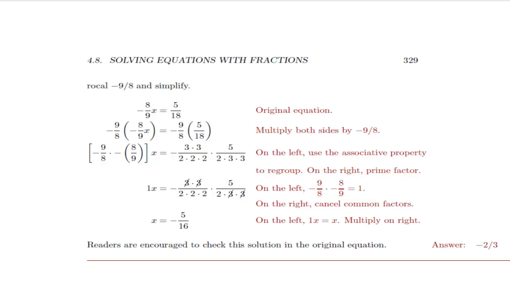And on the right, negative 9/8 times 5/18 factors to negative 3 times 3 over 2 times 2 times 2 times 5 over 2 times 3 times 3. Two of the 3's cancel, and we're left with a 5 in the numerator, and 2 times 2 times 2 times 2, 4 times, in the denominator, which is 16. So on the right, we have negative 5/16, and on the left, 1x is just x.